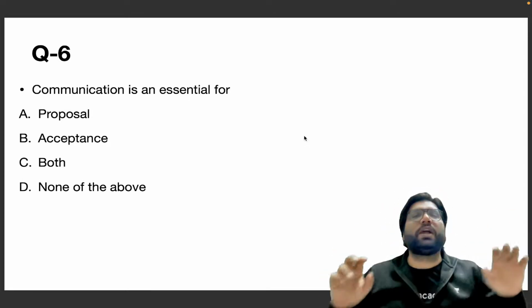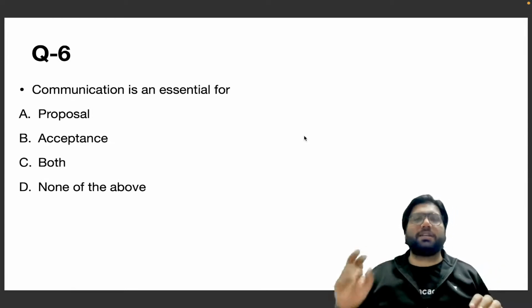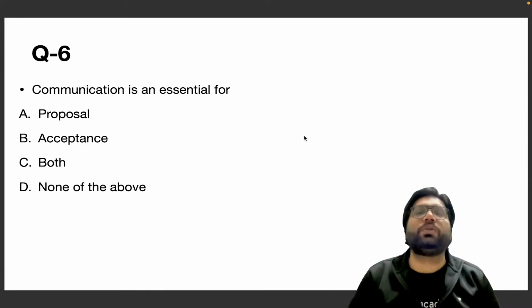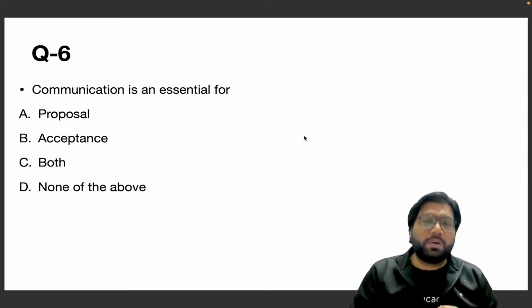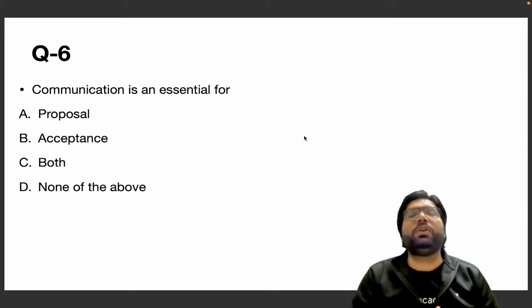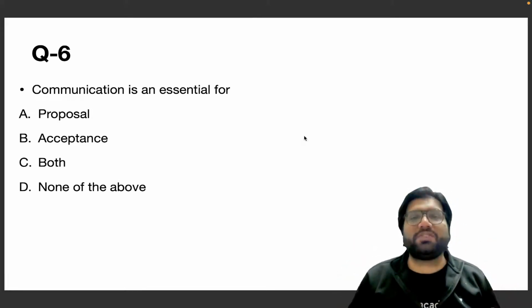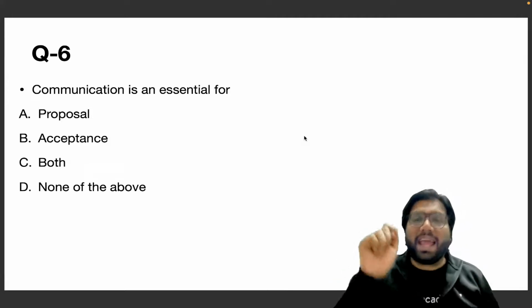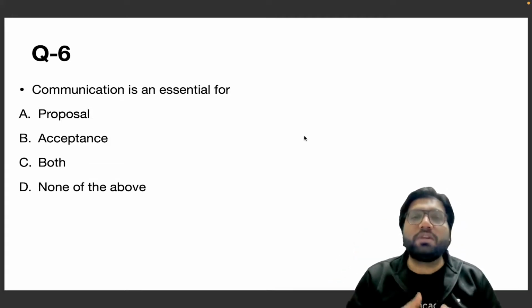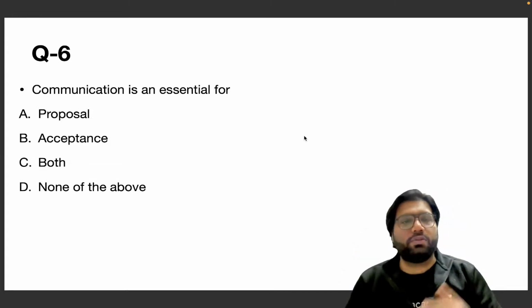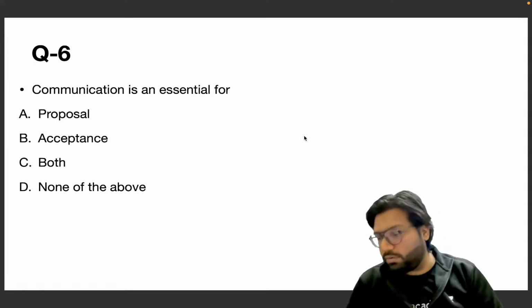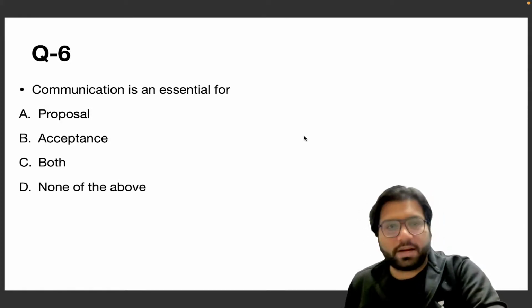Students, whenever you are going to write your answers on proposal or acceptance, one of the essentials is going to be communication. Why? Because in this class itself, I have told you that the term signifies has been used in section 2A and section 2B. So communication is important. So the answer is C, both. Everyone's answer is correct.